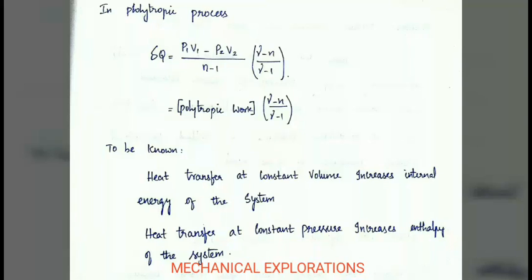For a polytropic process, you should remember the formula for which del Q equals (P1 V1 minus P2 V2) divided by (n minus 1), into (mu minus n) divided by (mu minus 1). This is also known as the polytropic work. What should be considered in this? Heat transfer at constant volume increases internal energy, and heat transfer at constant pressure increases the enthalpy of the system.